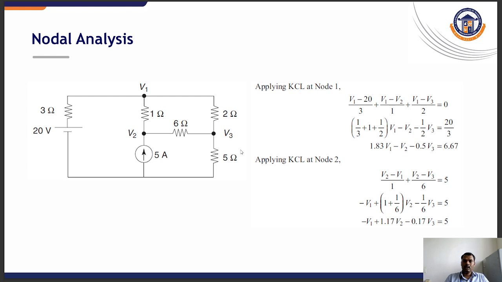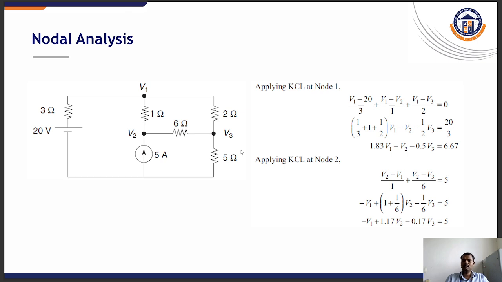You can look into the circuit which is given here. Here we have one voltage source and one current source, and three nodes: node 1, node 2 and node 3. The voltage at node 1 is denoted as V1, the voltage at node 2 as V2, and the voltage at node 3 as V3.